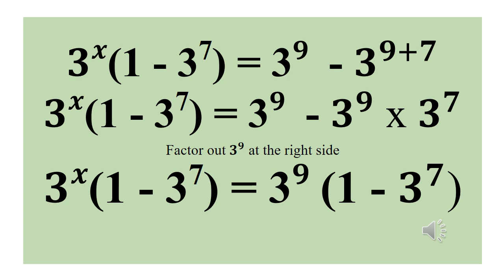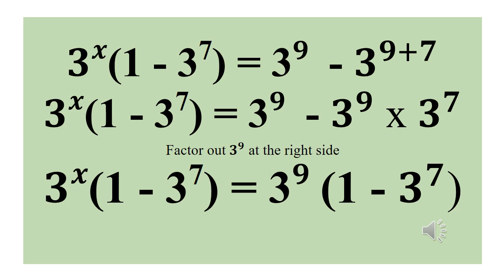So we have 3 raised to power x into bracket 1 minus 3 raised to power 7 equals 3 raised to power 9 minus 3 raised to power 9 plus 7. We simplify 3 raised to power 16 to 3 raised to power 9 plus 7 to have this 3 raised to power 9, the same way with the 3 raised to power 9 we have at the left side. So we now have 3 raised to power x into bracket 1 minus 3 raised to power 7 equals 3 raised to power 9 minus 3 raised to power 9 times 3 raised to power 7.